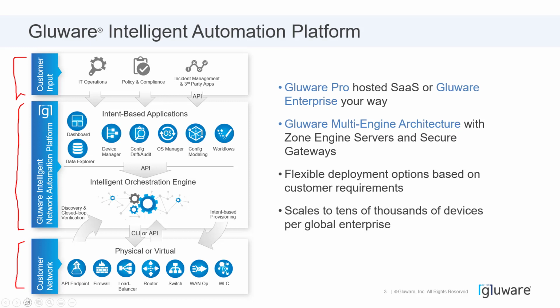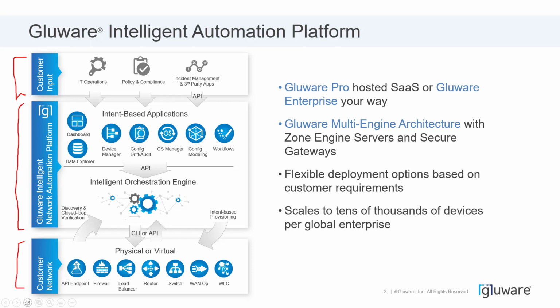Now, when you think about how Gluware is delivered, as I said, it's pure software, and it is software as a service, but it is delivered in two different ways. Gluware Pro is our SaaS offering hosted in AWS. It's geared for medium to large customers, up to 2,000 devices that you're managing.